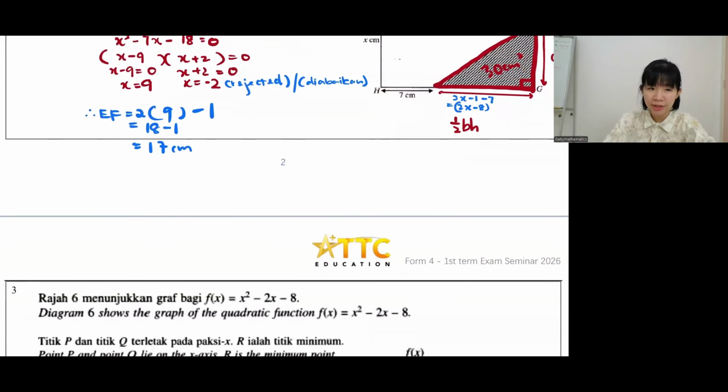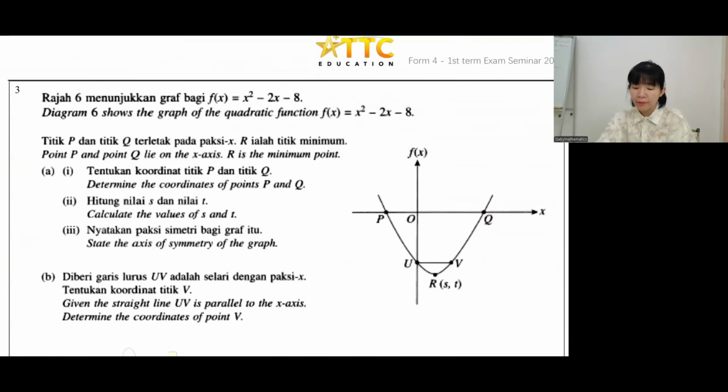Number 3. Now, diagram 6 shows the graph of quadratic function. So they give us f(x) equals to x squared minus 2x minus 8. P and Q lie on x-axis. Check, P, Q, both on x-axis. Then R is minimum point. R is minimum point. Minimum point is always the lowest point.